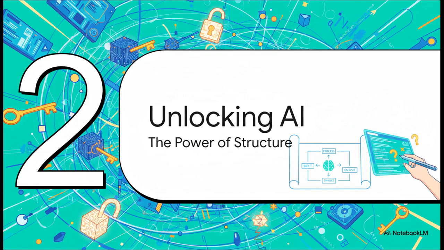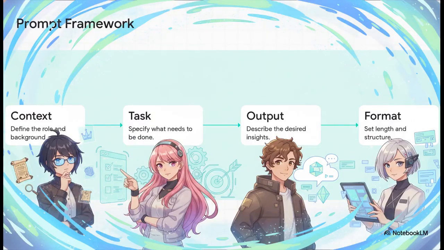Well, it all comes down to one word: structure. Instead of just firing off a random question, we're going to use a really simple framework to build a prompt that guides the AI to the exact answer we're looking for. And here's the magic formula, the 4-part prompt framework. First, you give the AI context, telling it what role to play. Next up, and this is the one we're really going to zero in on today, is the task. That's the specific action. Then you define the output you want, and finally, you lock in the format. It sounds simple, but wow, when these 4 parts work together, it is incredibly powerful.